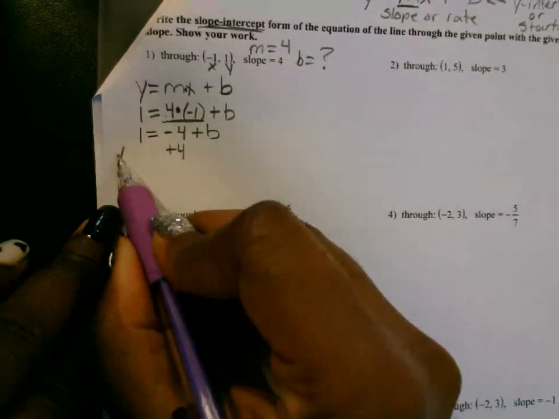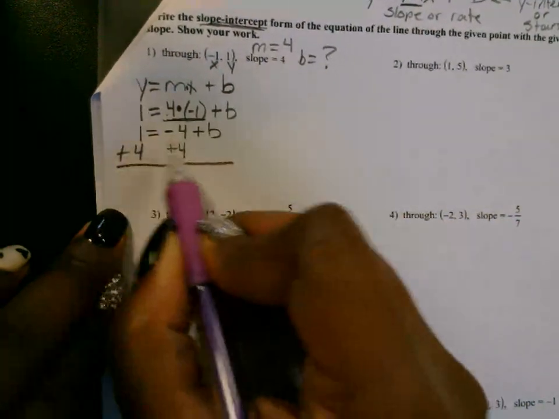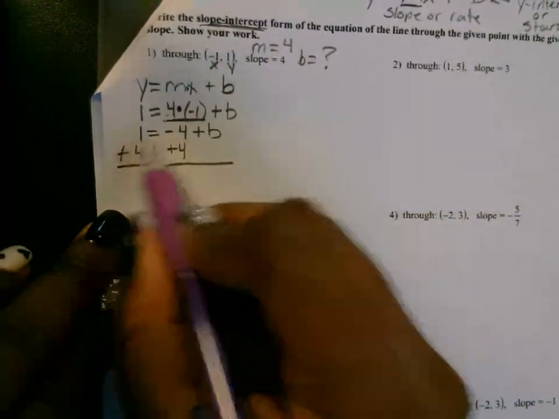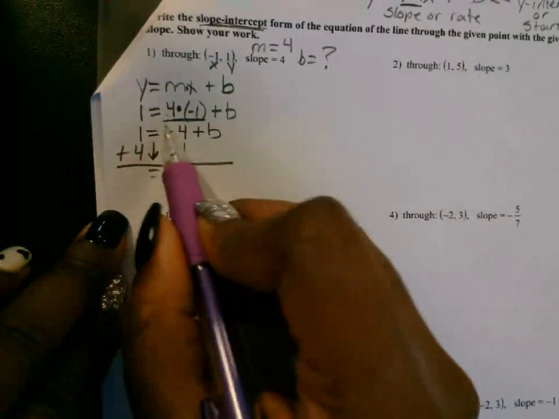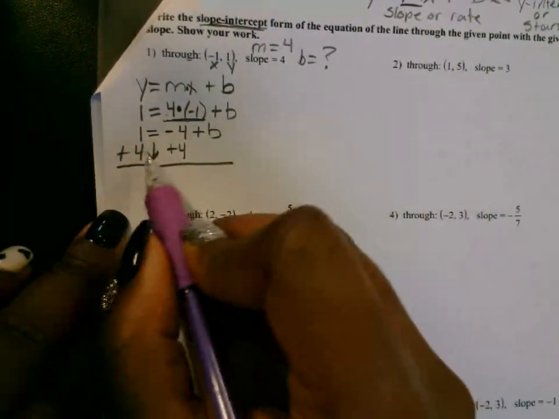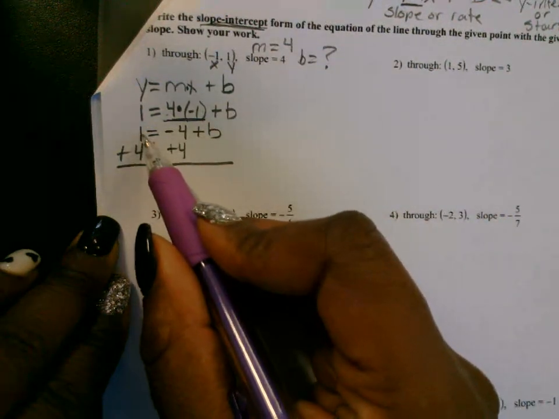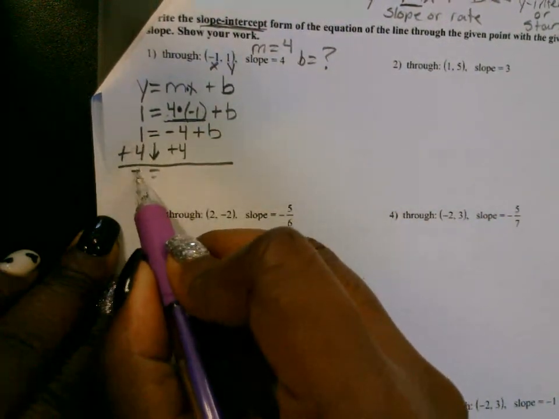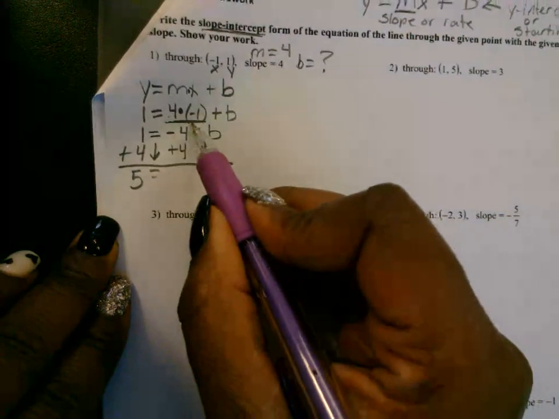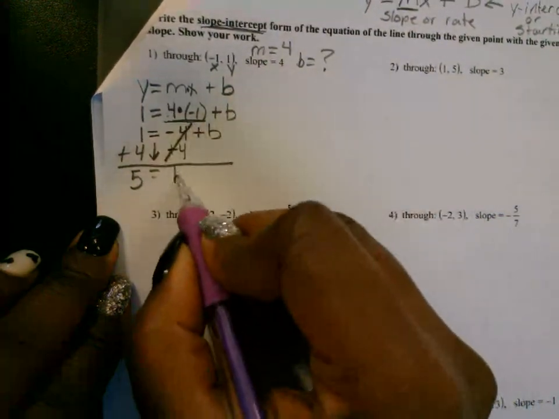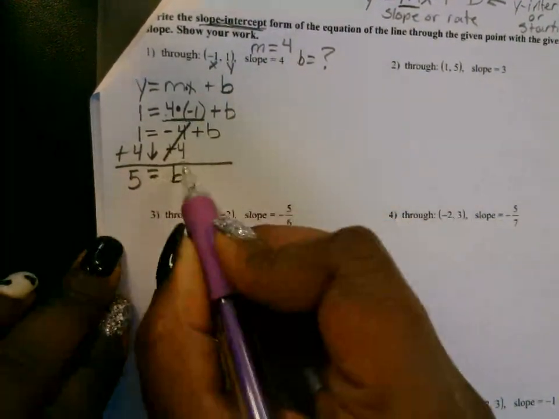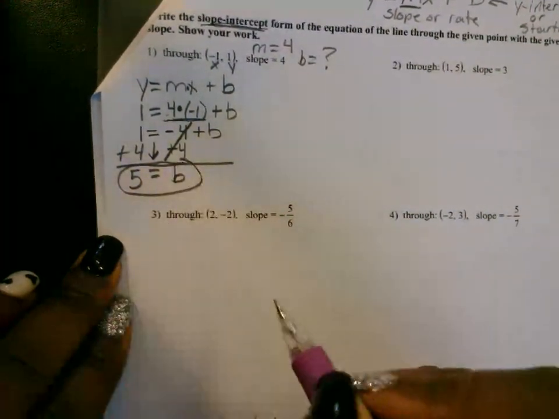Whatever I do to one side of that equal sign, I have to also do to the other side of the equal sign, because both sides are equal. If I take something away here, I've got to take it away here. If I add something to this side, I've got to add it to this side, okay? All right, so we have 1 plus 4. 1 plus 4 is 5. This is gone, and I'm left with just the b. So b in this problem is equal to 5.